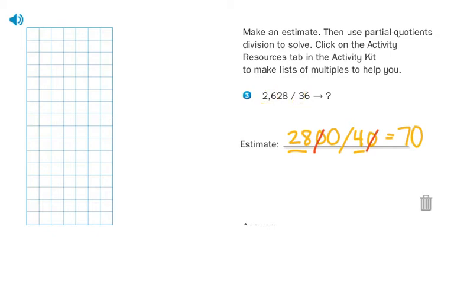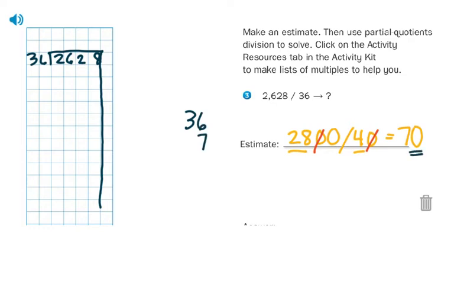So let's go ahead and write this problem. 2,628 divided by 36. I know my answer should be close to 70. So guess what I'm going to do? On a piece of paper, my whiteboard, or off to the side in my journal, I'm just going to take 36 times 7. I'll pop that 0 on at the end. Just by doing this one step, I'm going to cut down the amount of steps that I need to do in this partial quotients. 7 times 6 is 42.